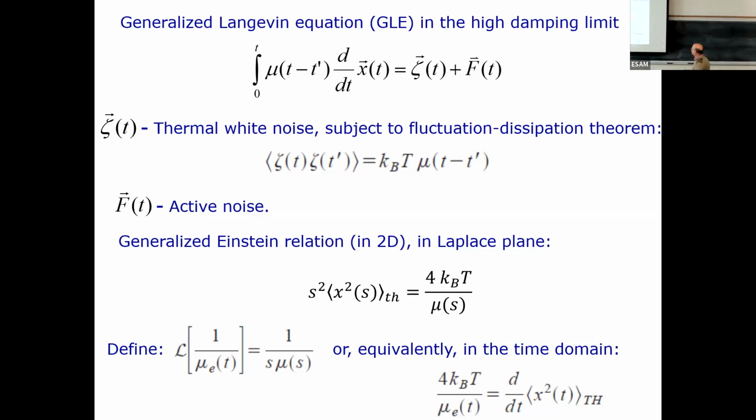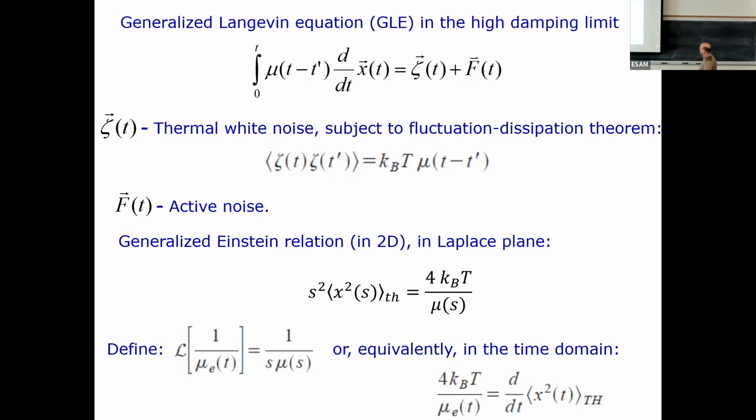Anyhow, so you see, you go to Laplace, you have a kernel, so it's easy to solve, and that's the relation between MSD in S space and this memory kernel in S space. This is called the generalized Einstein relation, which follows from fluctuation dissipation theory.